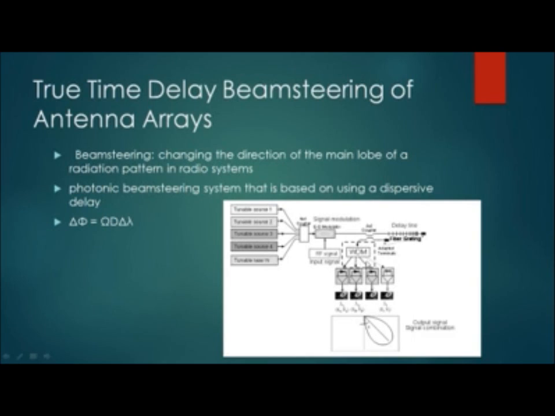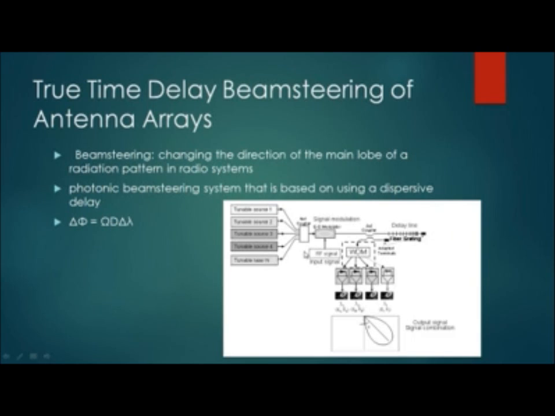The figure below shows an example of a photonic beam steering system that is based on using a dispersive delay line implemented by a linearly chirped fiber Bragg grating, featuring a dispersion parameter of D picoseconds per nanometer in combination with a bank of n tunable laser sources.